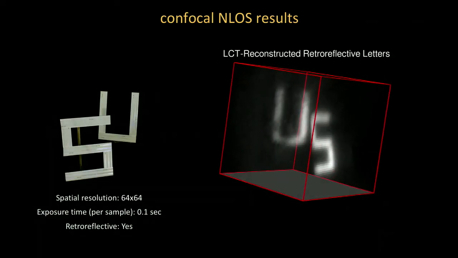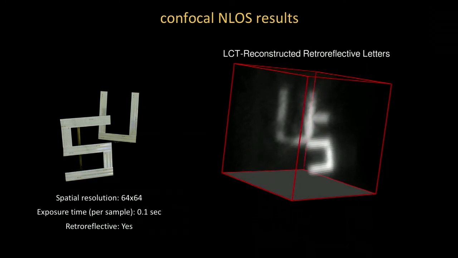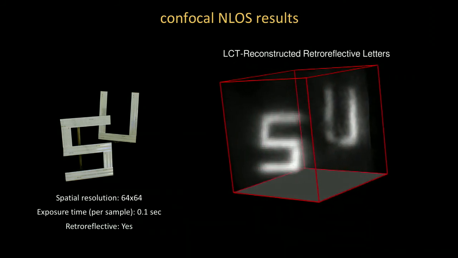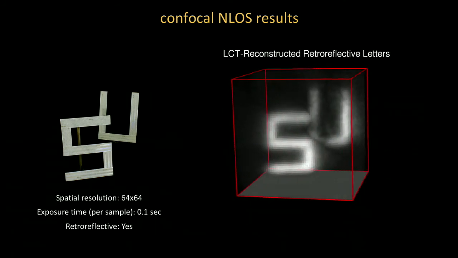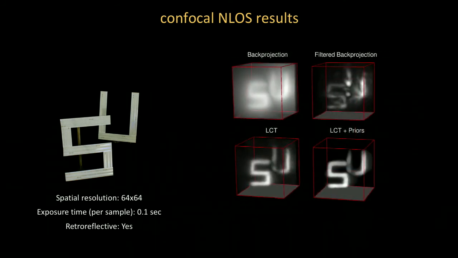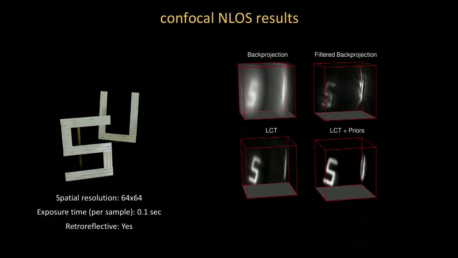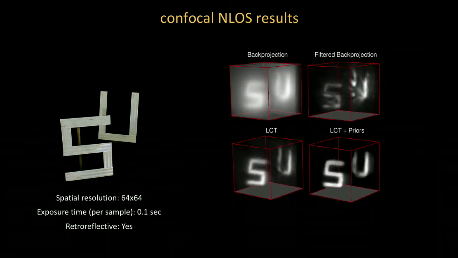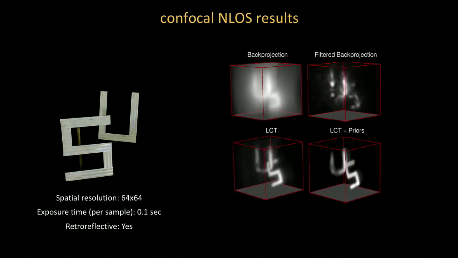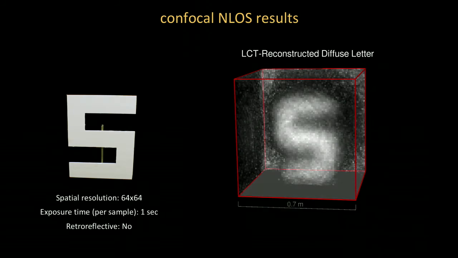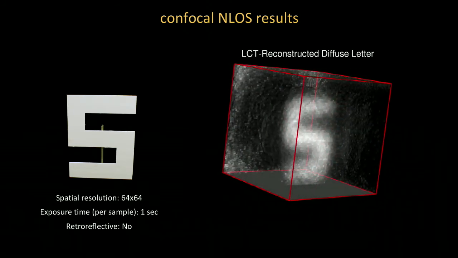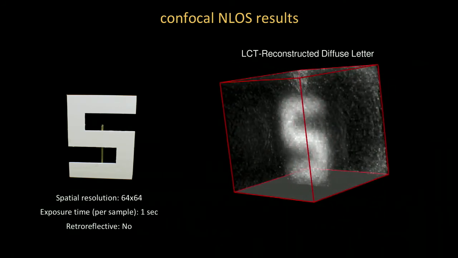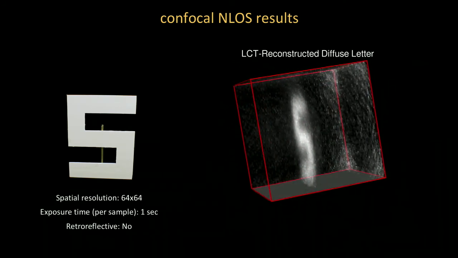So here's another example. In this case, we have an S and U that are occluding one another. So one's in front of the other and blocking certain light paths. And this shows that our reconstruction algorithm is relatively robust to even situations like this. And this works for diffuse objects as well. The only difference between a diffuse object and a retroreflective object is the amount of light that's available. So if you just take longer exposure periods, you can do a lot better.